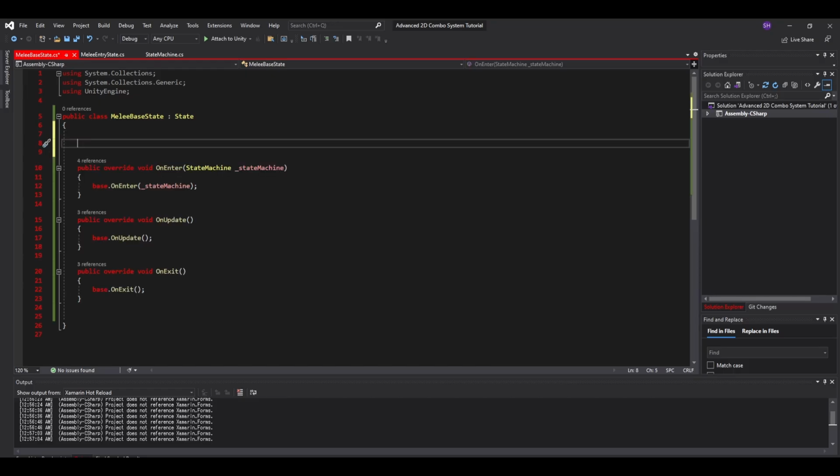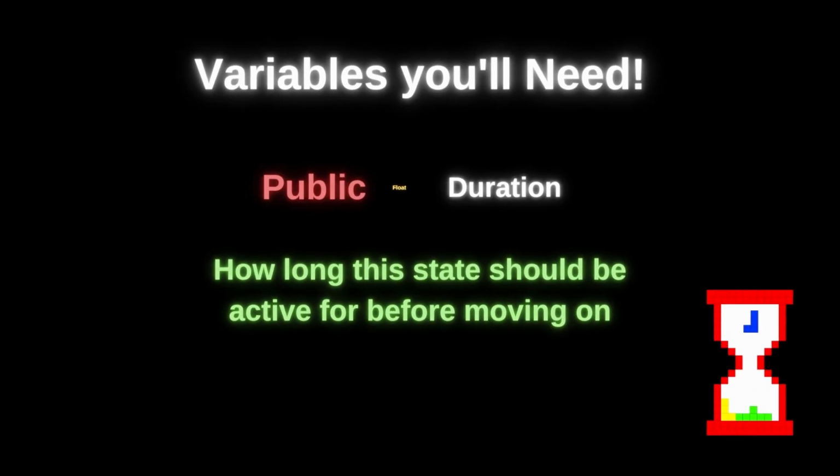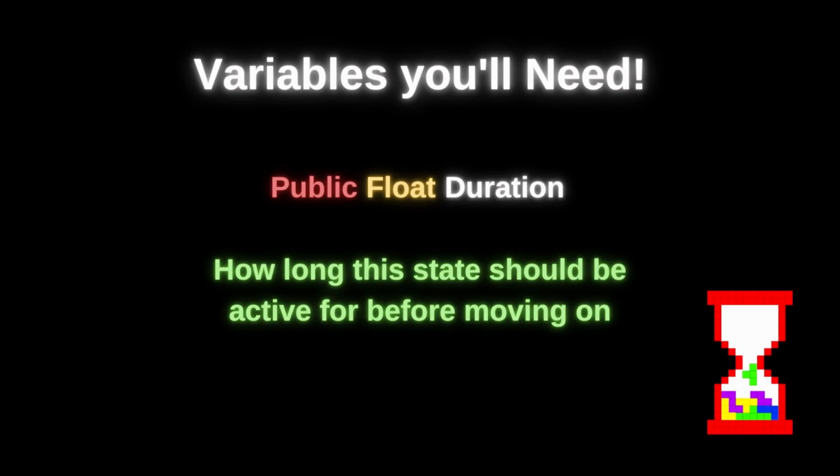The first thing we're going to do is fill out a few variables. The first variable is going to be the duration variable, and this is how long the state should be active for before moving on. At minimum, you want this duration value to be set to, at the very least, the amount the animation that is playing is. It can be any longer than that, but we probably don't want this moving on before the attack animation is finished, unless you want to throw in something that allows for animation cancels. But for now, we're going to keep it at a minimum of the animation length.